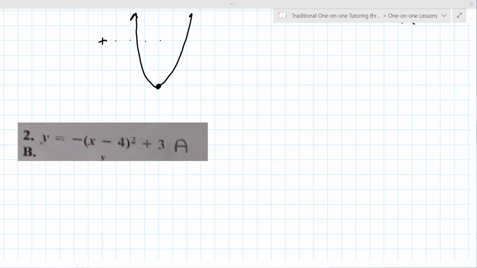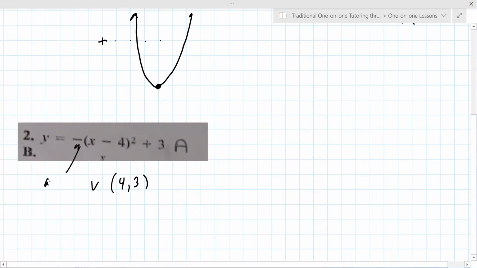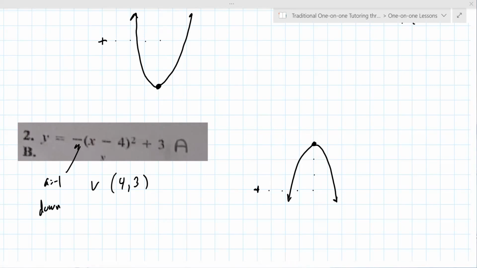So the vertex would be 4, 3. It is 4, 3. Yeah. Very good. Okay. And this time a is negative 1, so we know it opens down. So I'll put my origin there. 1, 2, 3, 4, 1, 2, 3, and then this U-shaped thing like that going down. Oh, so they give you a bunch of these that are very similar.